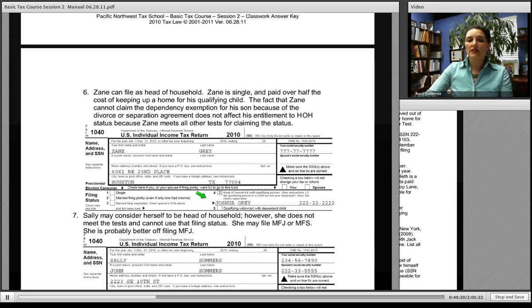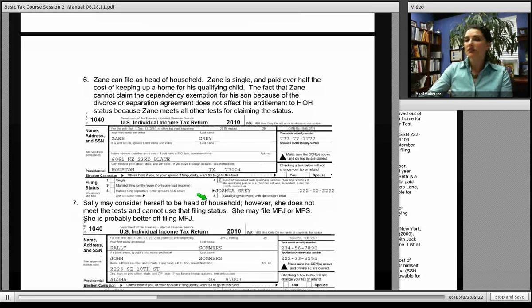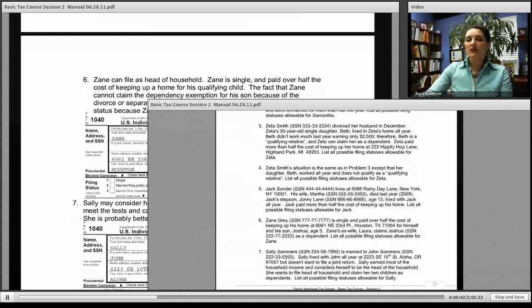So here we enter head of household filing status. You'll notice that we've entered the child's name, Joshua Gray. The only time you enter the name of the person who qualifies you for head of household on that line is when you do not have a dependent qualifying you. So on Zane's tax return, he will not list Joshua as a dependent, but Joshua is the qualifying person for head of household. Therefore, Joshua's name appears on the line.